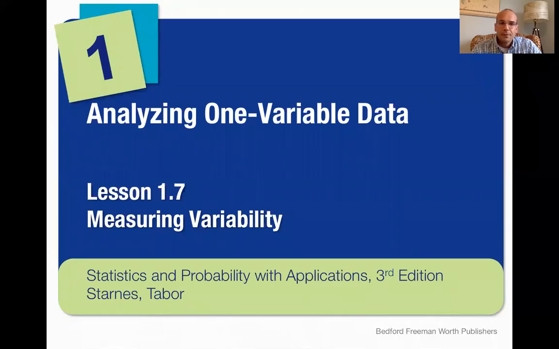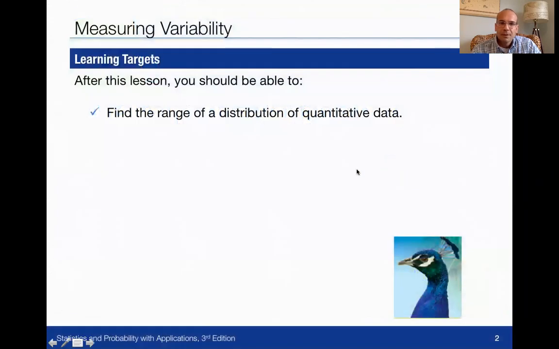So in this video, we're going to do a more formal summary of what we did with the college applications or school applications data. So it's going to be a look at measuring variability for one variable data, and it's certainly going to be quantitative numeric data. So here's the objectives for the video.